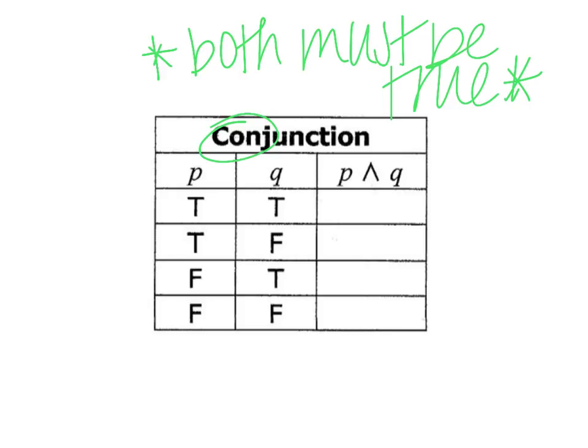So if we're looking at P and Q, if P is true and Q is true, both are true, so P and Q is going to be true no matter what. Now, if P is true and Q is false, one of them is false. That doesn't go along with our both must be true rule. So if one of them is false and it's a conjunction, then the whole statement is false. In the third scenario, where P is false and Q is true, they're not both true, so this is false again. And last but not least, if they're both false, obviously the whole statement is going to be false.